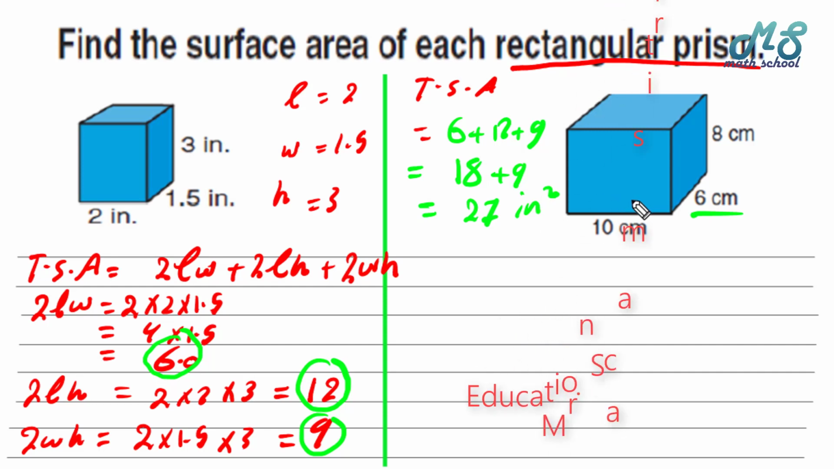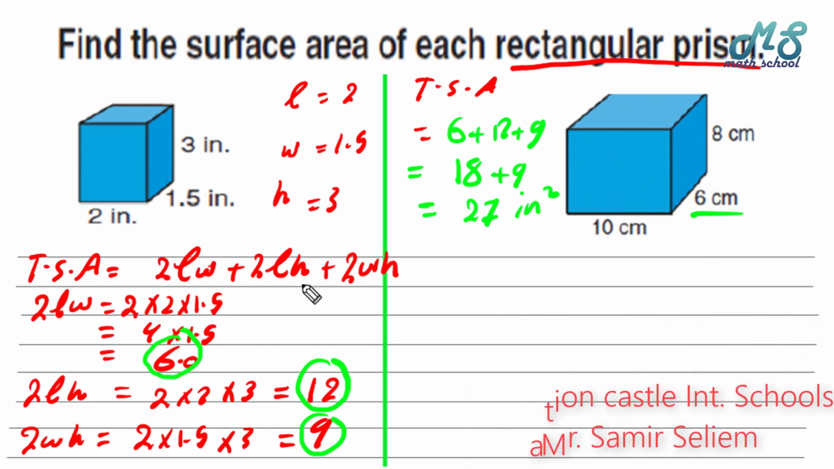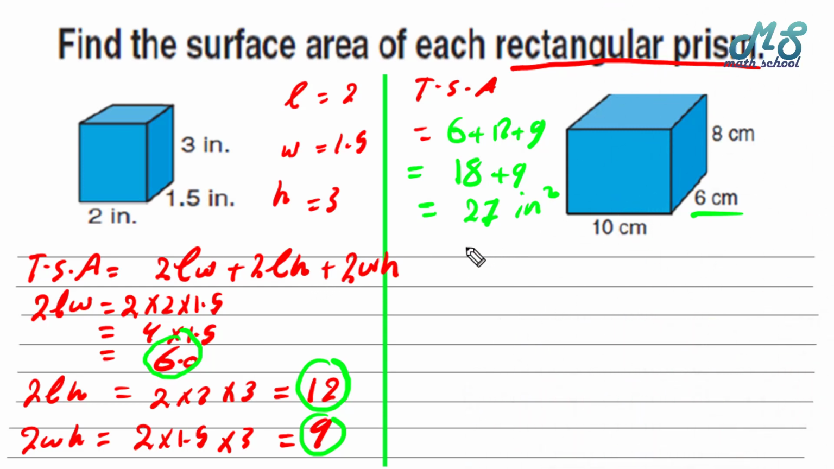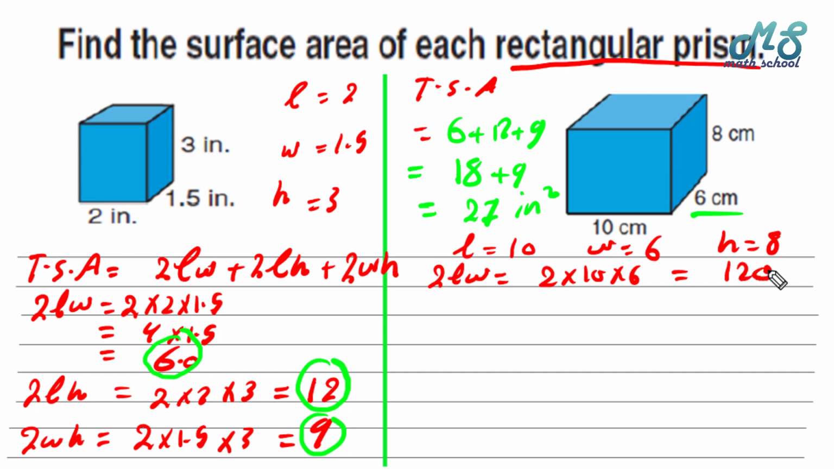Next, the cuboid. To find the total surface area, we will apply the same rule. First, length equals 10 centimeters, width equals 6, and the height is equal to 8. First, 2 times length times width. So we get 2 times 10 times 6. 2 times 6 equals 12. 12 times 10 equals 120.